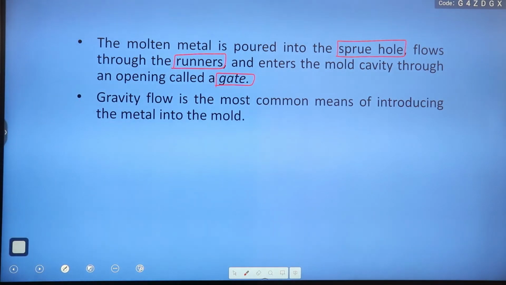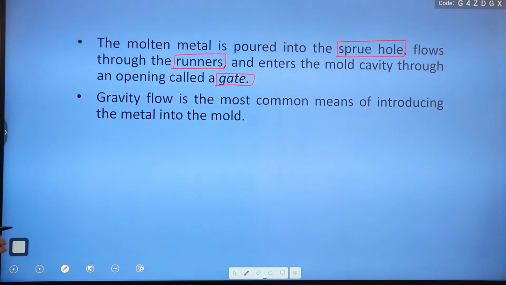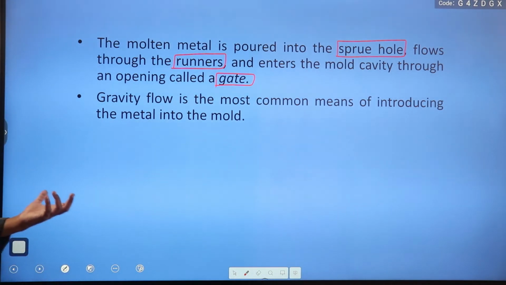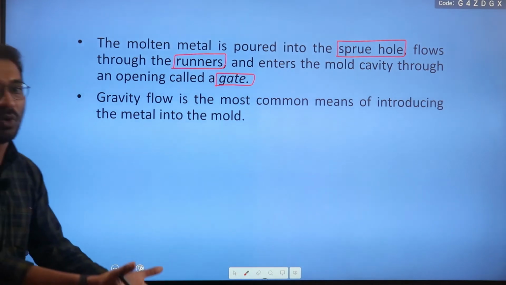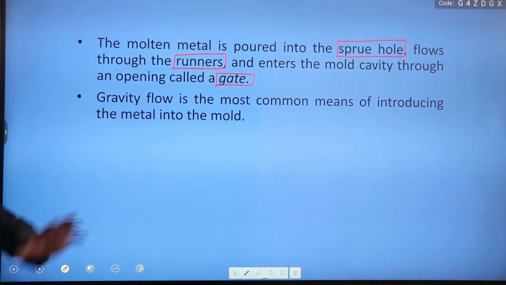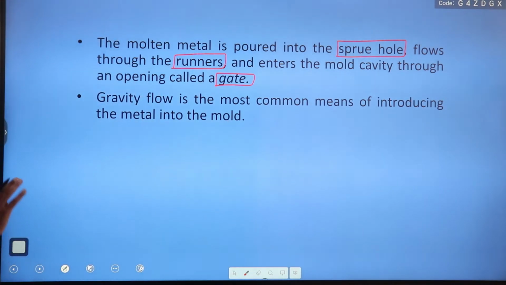Gravity flow is the most common means of introducing the metal into the mold. We will use gravity, and there is no other method to fill this cavity with the molten metal. We will use gravity only. The molten metal enters the cavity with the help of gravity force.